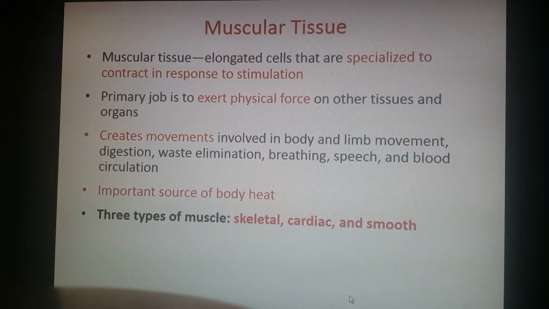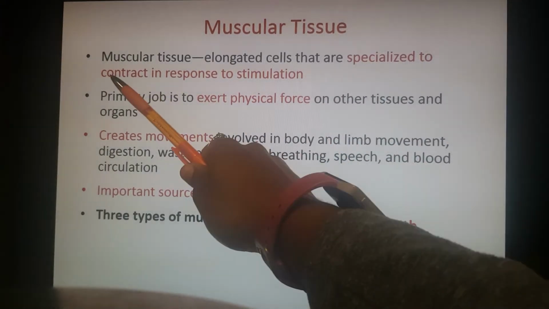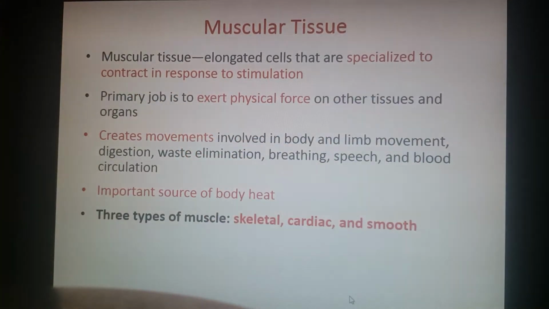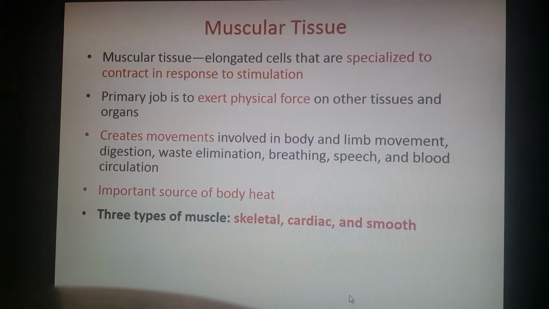Moving on to muscular tissue. Muscular tissue is specialized to contract or shorten in response to stimulation. So the job of muscular tissue is to exert a physical force. Once the muscular tissue contracts, it's going to pull on other tissues and cause movement.